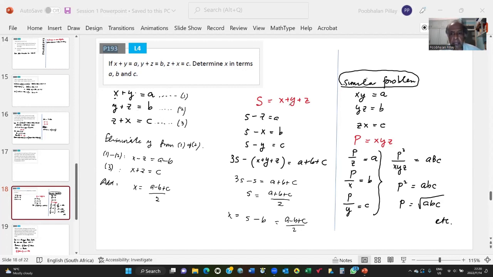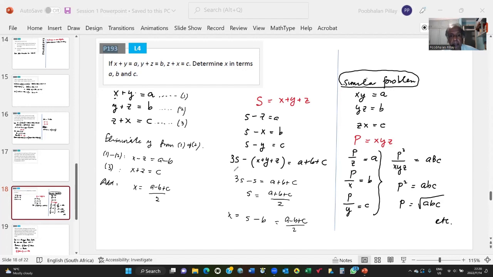And just as we gave a name to the sum of the three in this problem, you can give a name to the product of the three, call it p. And the moment you do that, this part here becomes p, the product of all three, divided by z. So this part here becomes p over z. So p over z equals a, and so on. You get these three equations.